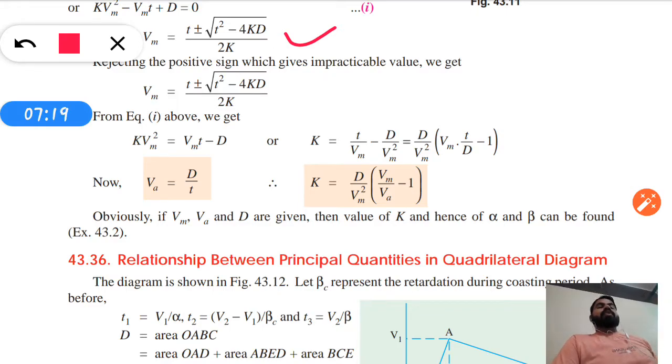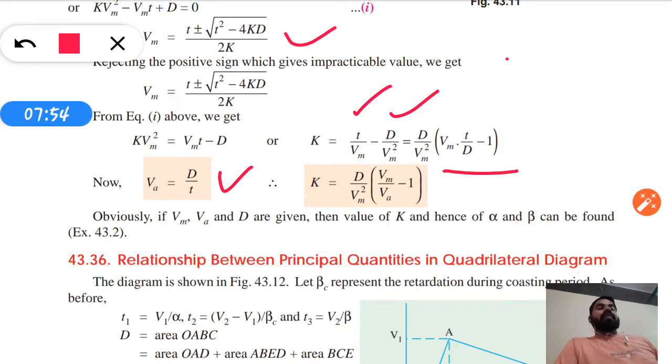We reject the positive sign because it gives an impracticable value. Now from equation 1 we can also say that kVm square is equal to Vm t minus d. So k is equal to t upon Vm minus d upon Vm square, which is equal to Vm square upon d times (Vm t upon d minus 1). The d upon t is Va. So k is equal to d upon Vm square, (Vm upon Va minus 1), okay.